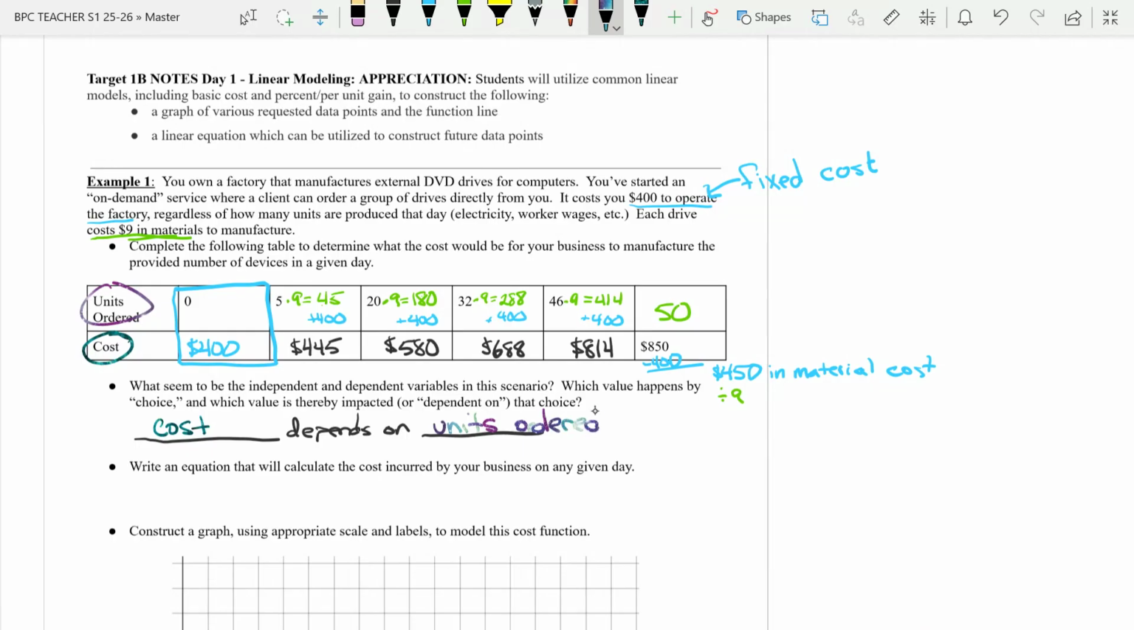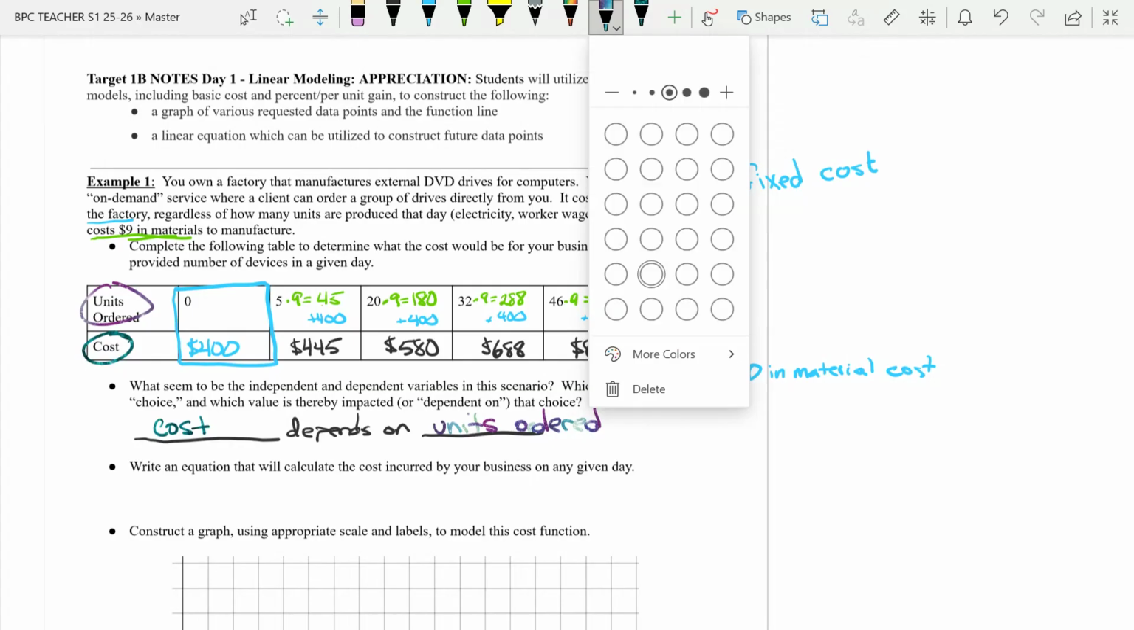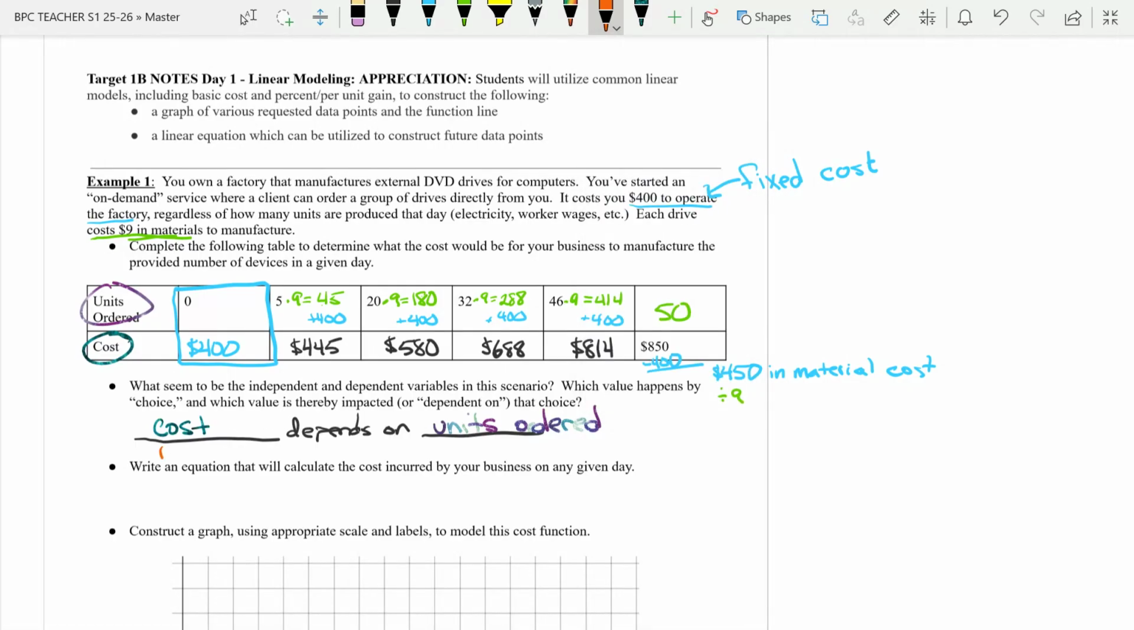Should probably get some better default colors up here. But the thing to know, we'll switch this one to orange. If I say blank depends on blank, this first blank will always be the dependent variable, which goes with your y, and the second blank will be your independent variable, which goes with your x.